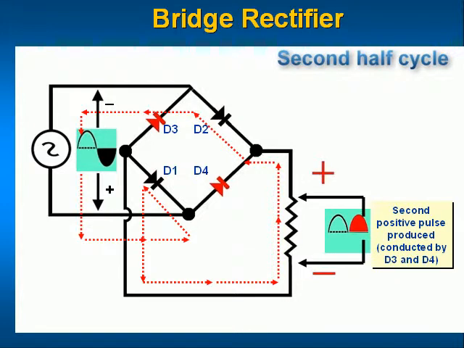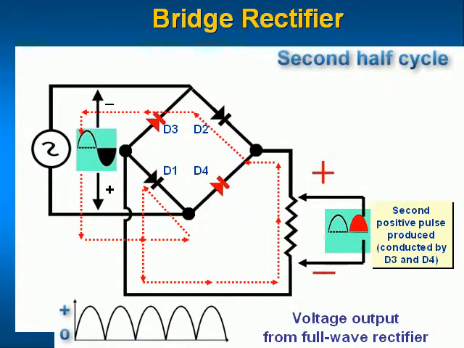The end result produced by a diode bridge rectifier is a full-wave rectified DC waveform, as shown on the bottom of the chart. Full-wave signals are much more efficient and easier to filter than are half-wave signals.